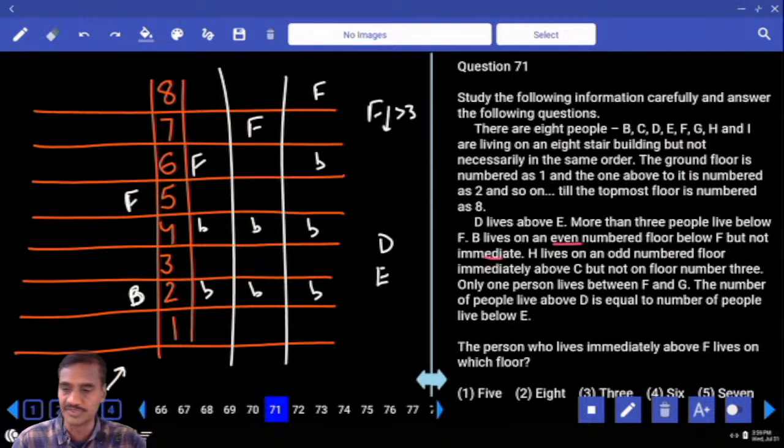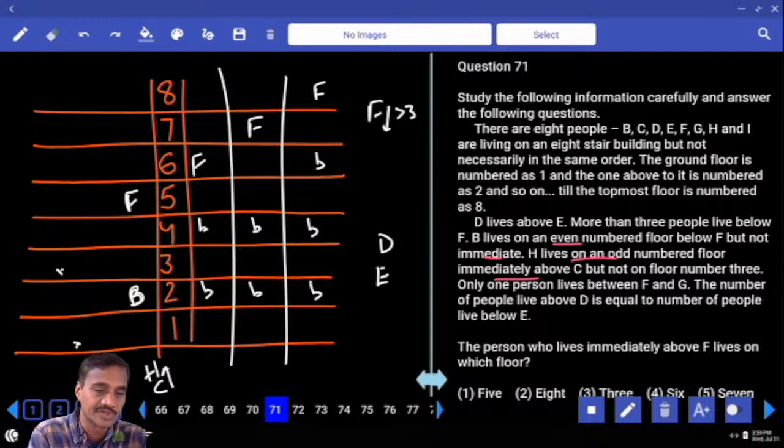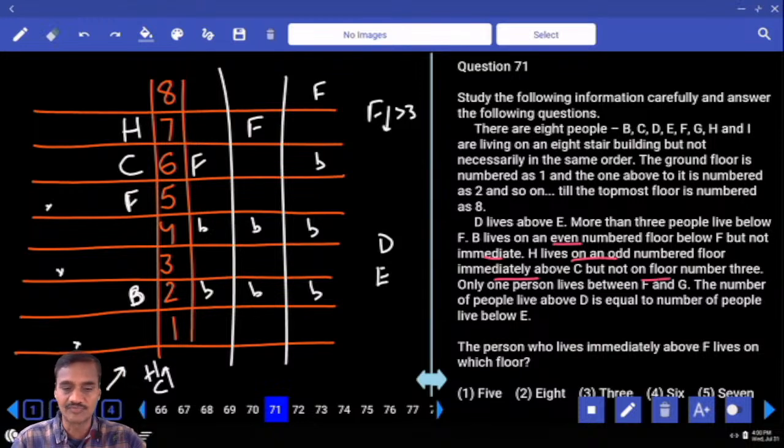Now let us focus on this B. And H lives on an odd number floor immediately above C. And H is living on an odd number floor immediately above C. And that means H cannot be on the first floor, cannot be on the 3rd floor, cannot be on the 5th floor, and so must be on the 7th floor. If H is here, C must be here, but not on floor number 3.